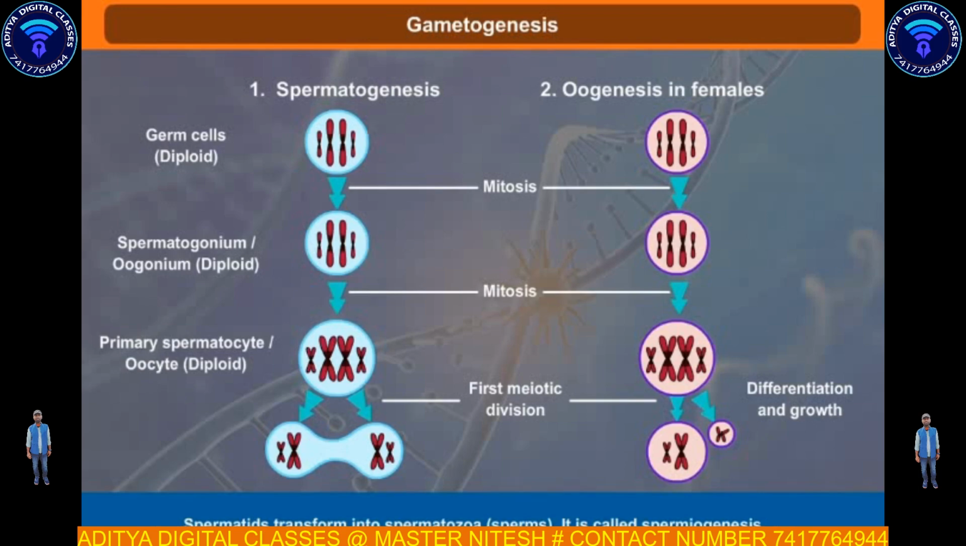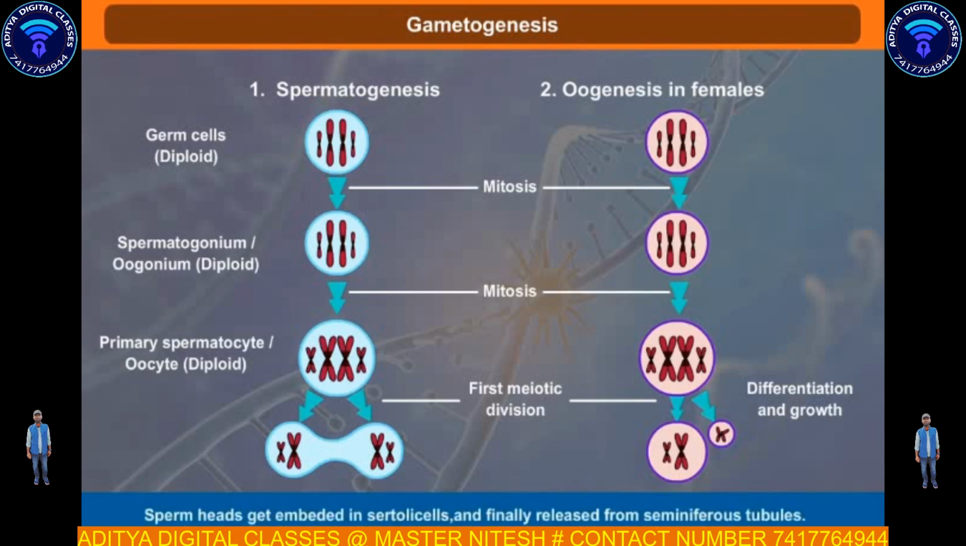It is called spermiogenesis. Sperm heads get embedded in Sertoli cells and are finally released from seminiferous tubules. This is known as spermiation.